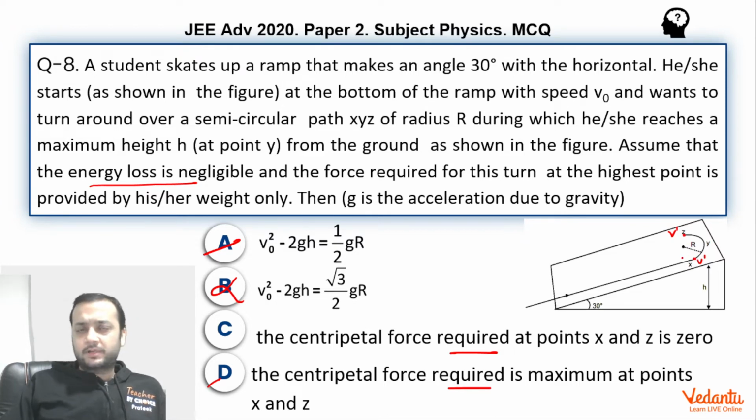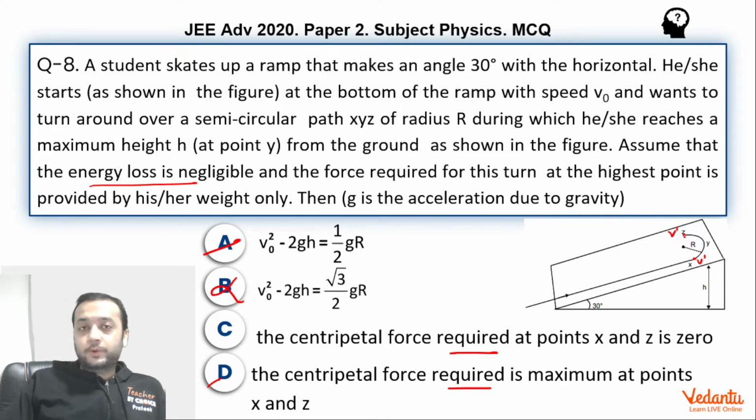But let us see what might be a flaw in this thinking. Here the keyword is "required". Now at point X, the circular motion is about to happen. If I do not provide the centripetal force at point X, then the particle is not going to turn. Its velocity vector is not going to change. Think carefully, its velocity vector needs to change. So here the centripetal force is required.